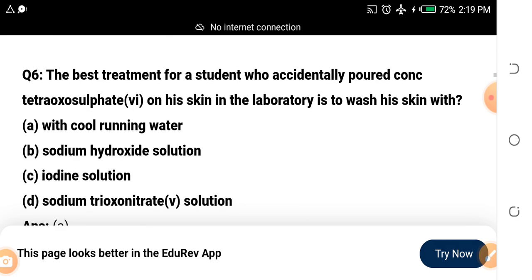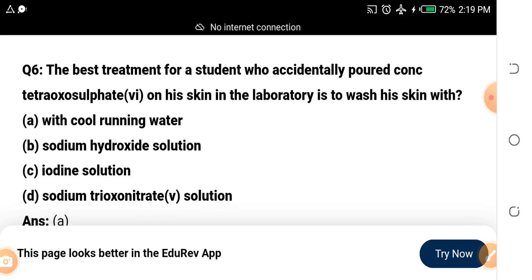Look at this question. The best treatment for a student who accidentally poured conc., by conc. we mean concentrated tetraoxosulfate(VI) acid, on his skin in the laboratory is to wash his skin with what? If a student mistakenly pours tetraoxosulfate(VI) acid on his body, what is the best treatment?